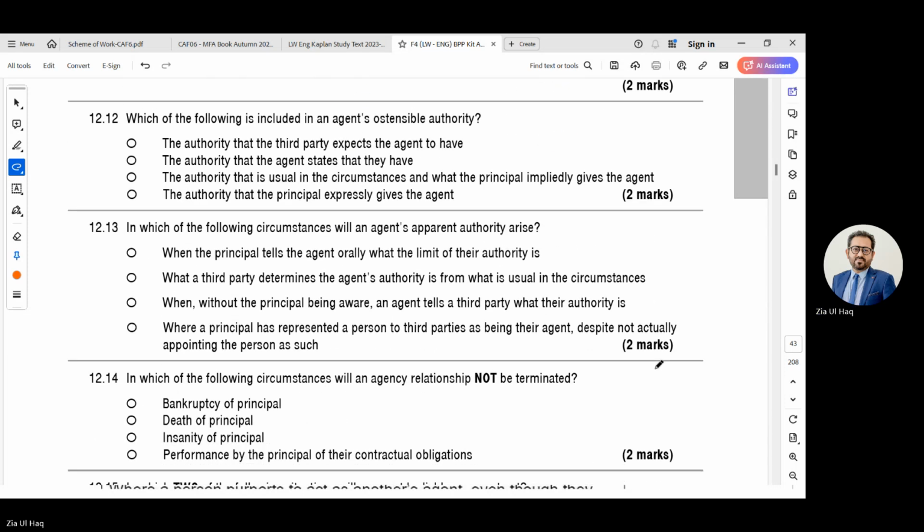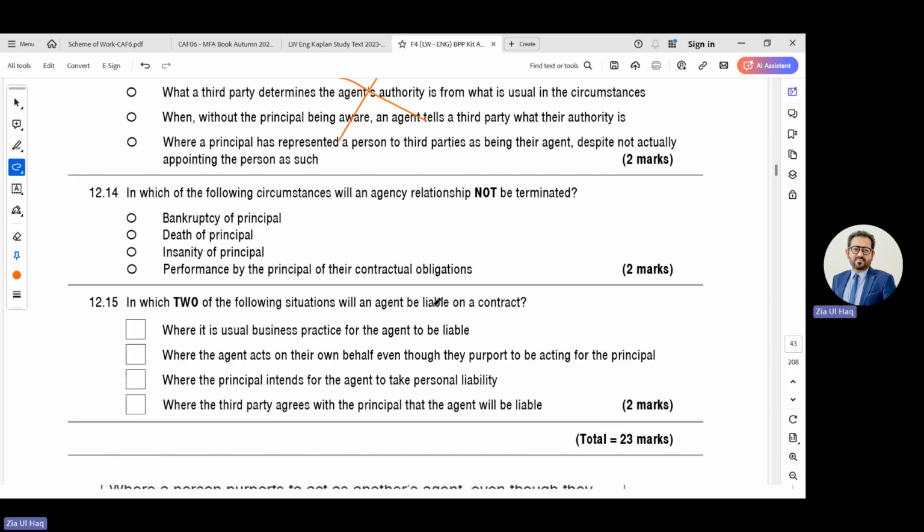12.12. These two MCQs are wrong. Don't cover them. 12.14.